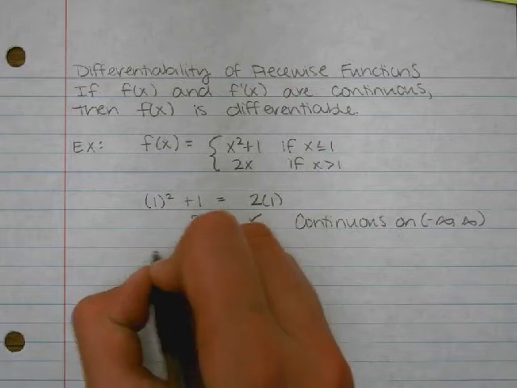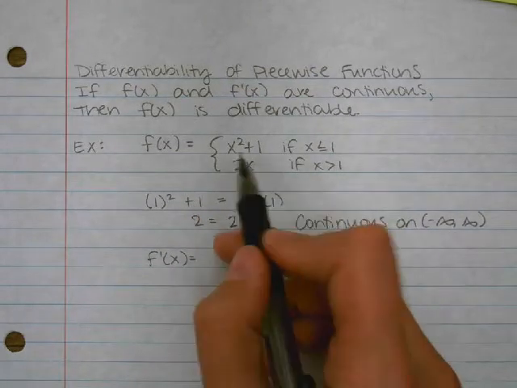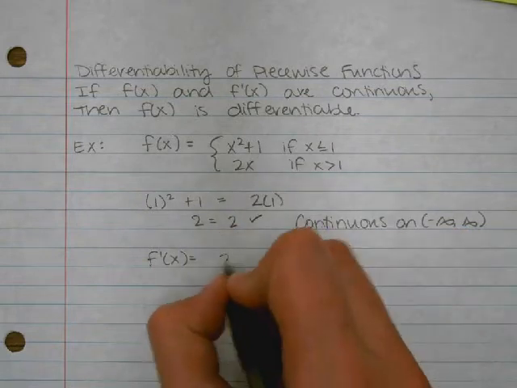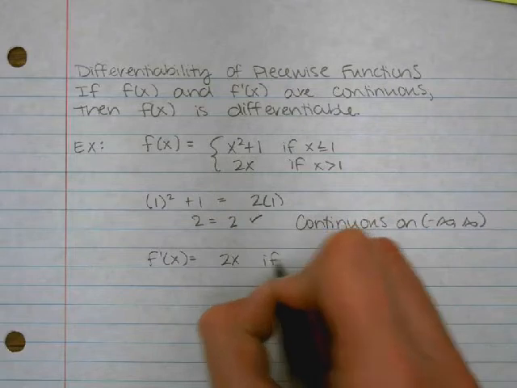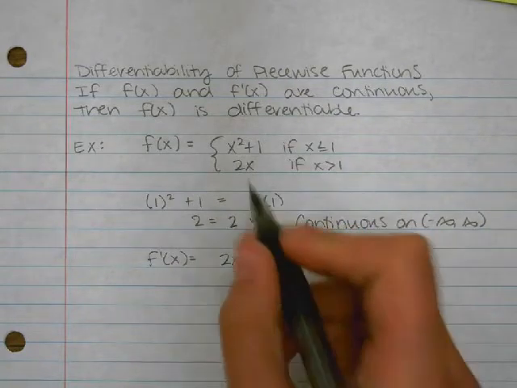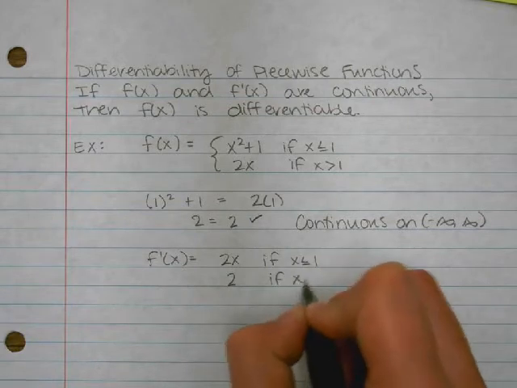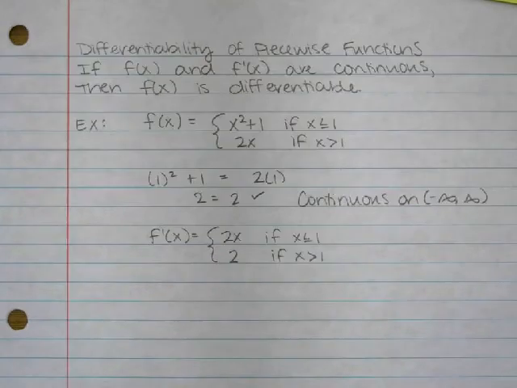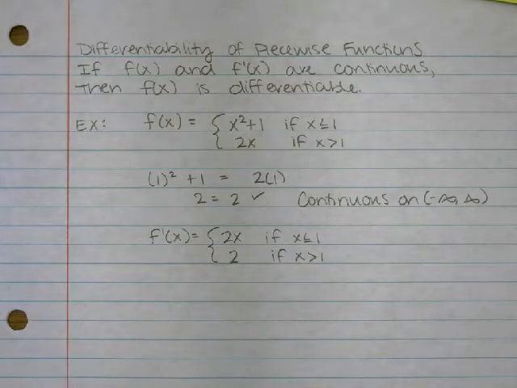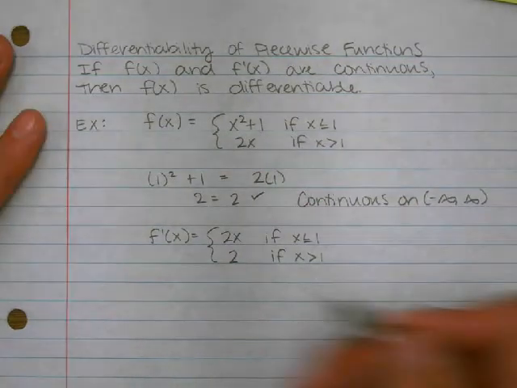So now I need to check the derivative to see if the derivative is continuous. So I'm just going to take the derivative of each piece. The derivative of the first one is 2x if x is less than or equal to 1. Derivative of the second piece is 2 if x is greater than 1. I'm going to check this also to make sure that those y values match up as they should. And if these two are both continuous, then I can say overall it's differentiable.